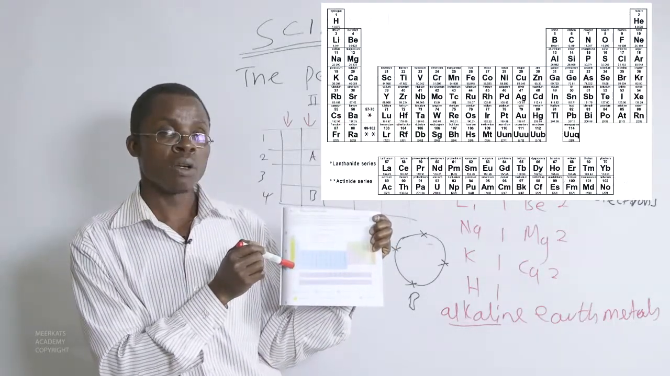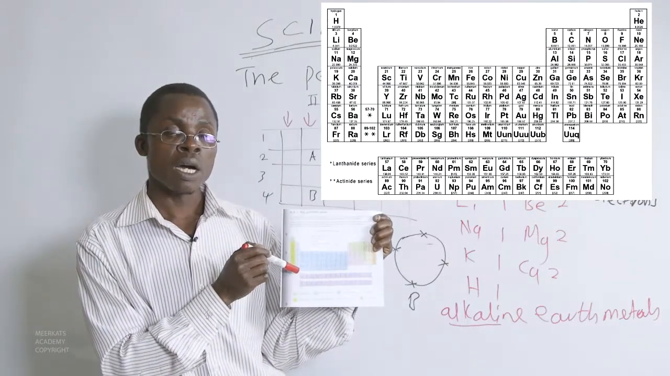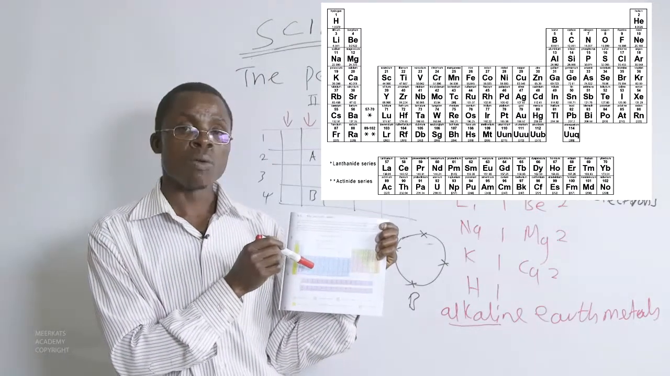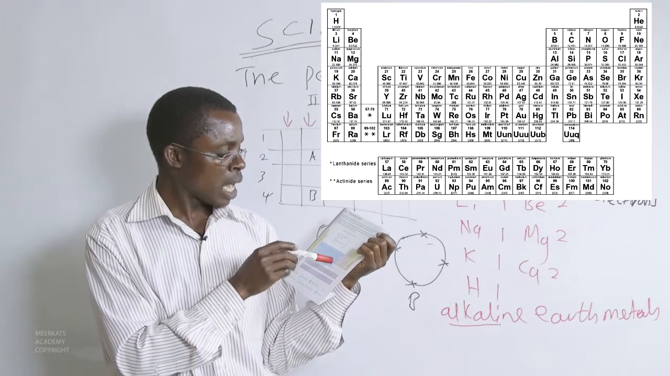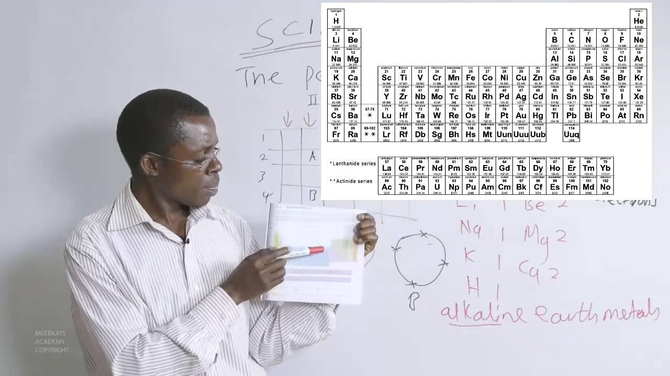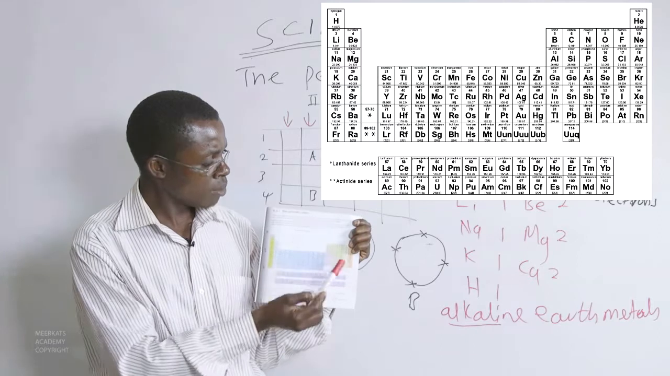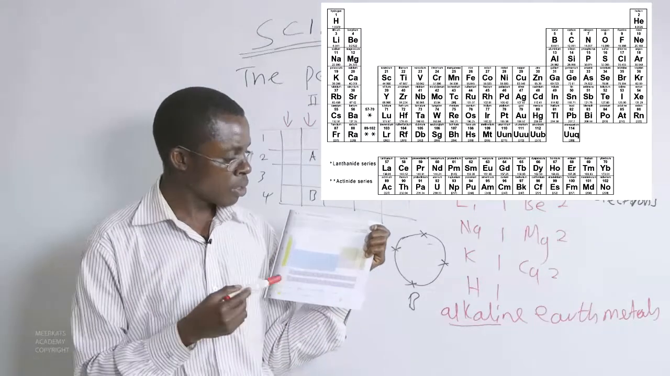1 category, which is first group. Second category, alkaline earth metals. Third category, what we are calling transition metals. And now we are left with a 4th category, which is a special one, that is starting with the aluminium. We have germanium, gallium, tin, and so on.